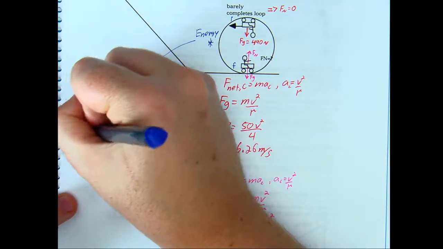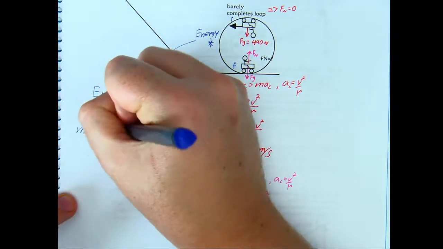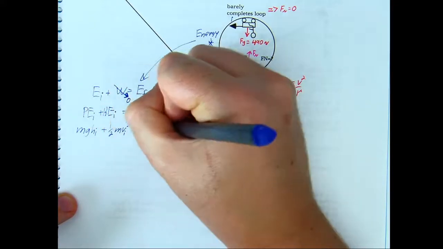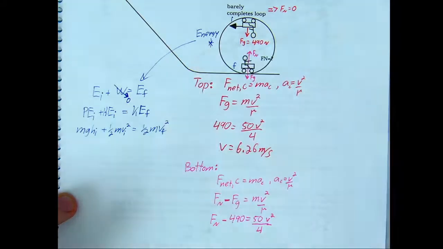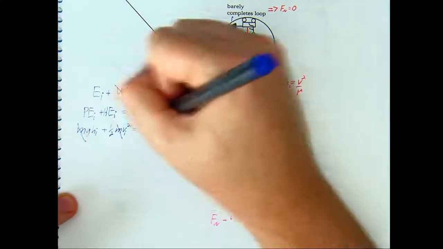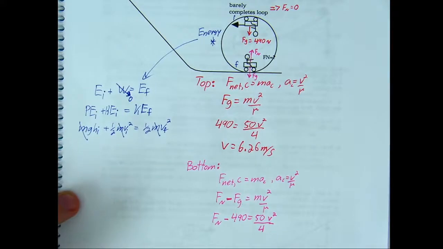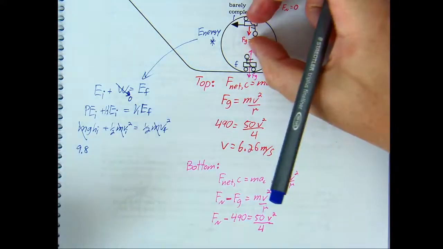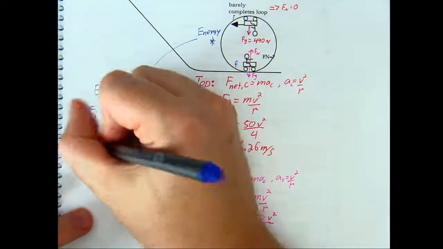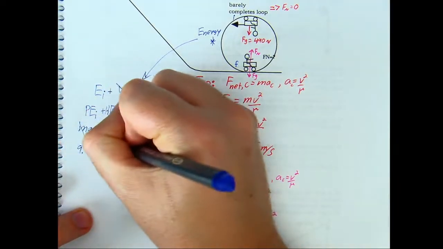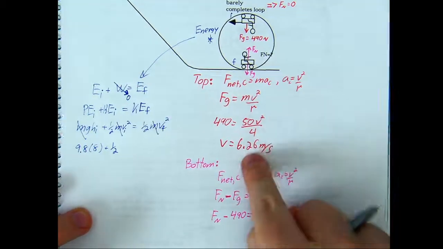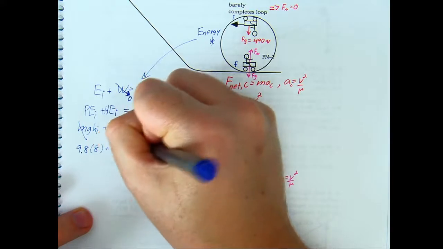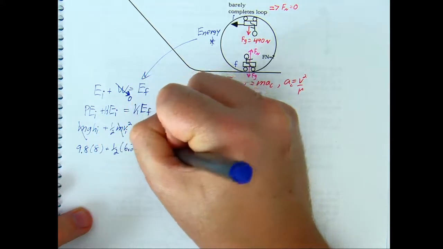We're going to have mgh initial plus half mv squared initial equals half mv squared final. My masses cancel because there's mass in every term. And so I'm going to get 9.8 times, it's a 4-meter radius, so the height above the ground is 8 meters. So 9.8 times 8 plus 1/2, we know the velocity at the top is 6.26 meters per second. Square that, and that's going to equal half V final squared.